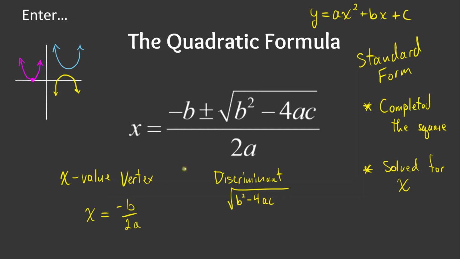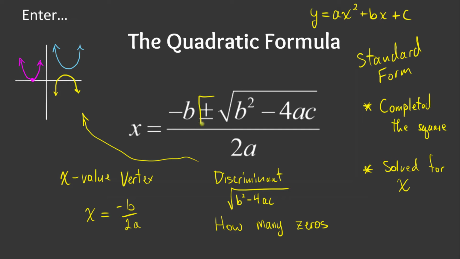So the discriminant tells us how many zeros we have, or how many real roots. So if the discriminant is a negative number, no zeros. If the discriminant is 0, 1 zero. And if the discriminant is a positive value, we're going to have 2 zeros.